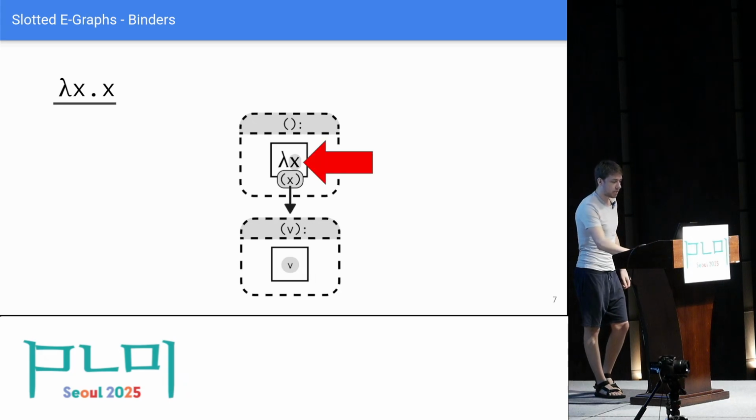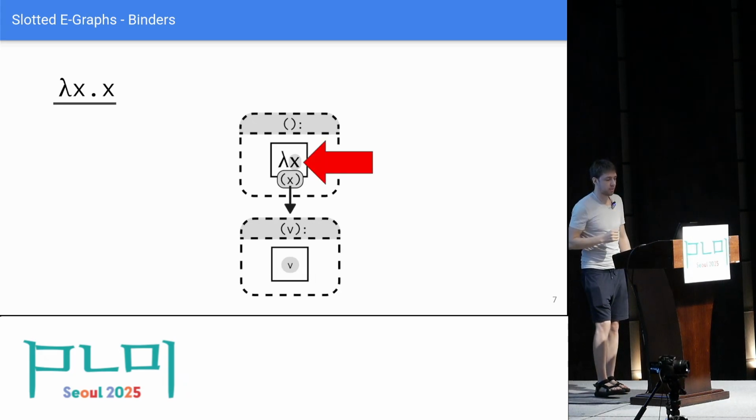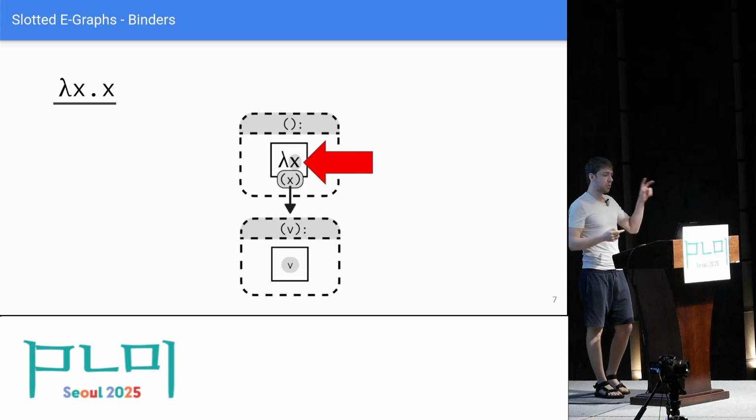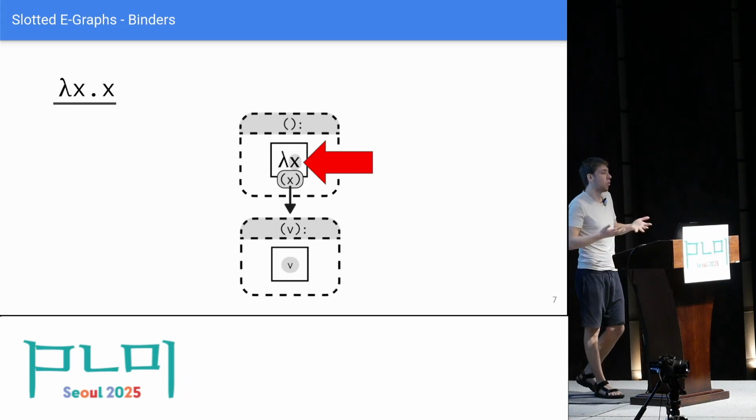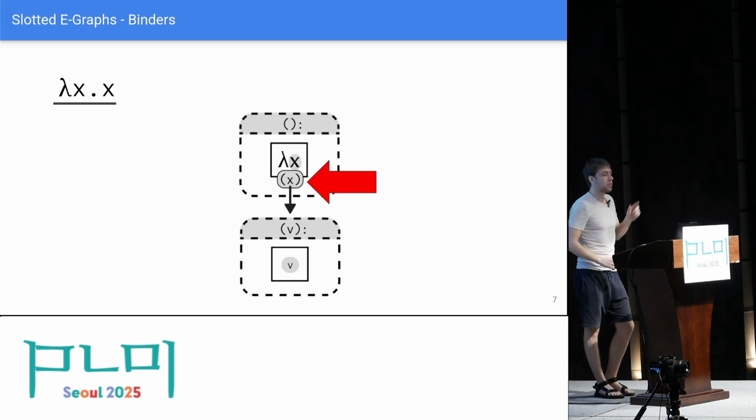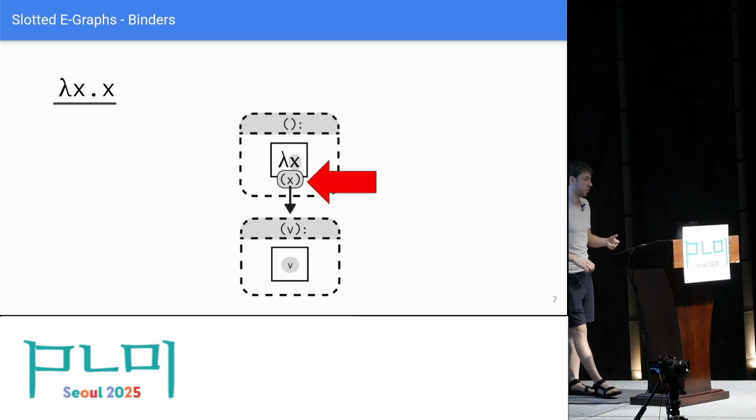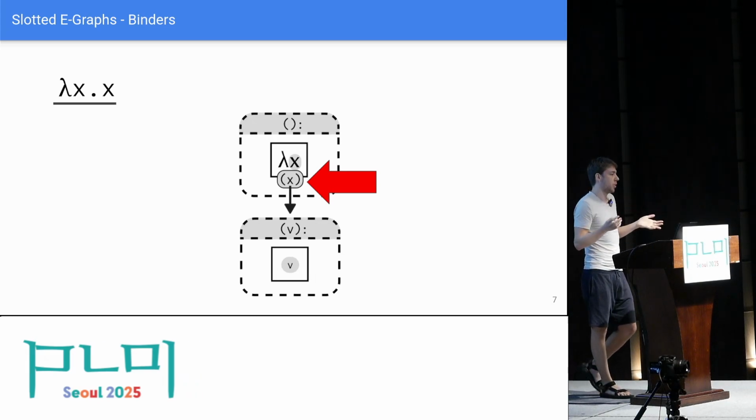But the new thing is this thing, which is a lambda binder. What it's doing is it's introducing a local variable, a local slot, x, and then because the body of the lambda is also just the variable x, we use this slot to then invoke the variable e-class with it. And that's pretty much already everything.